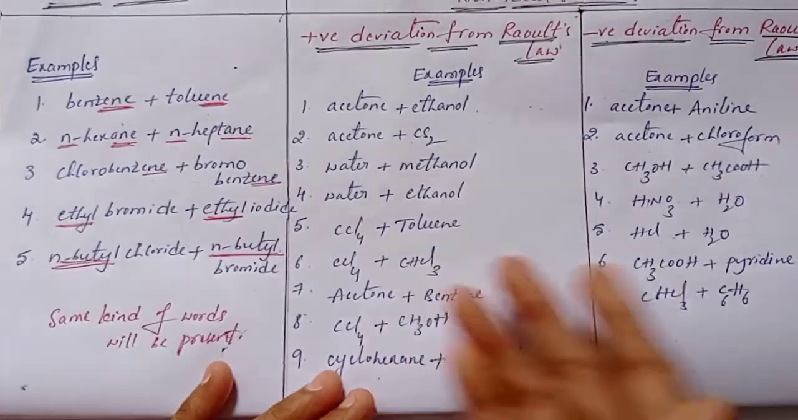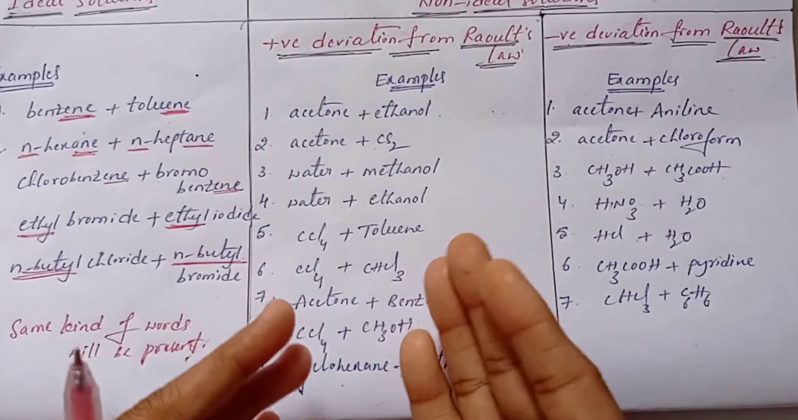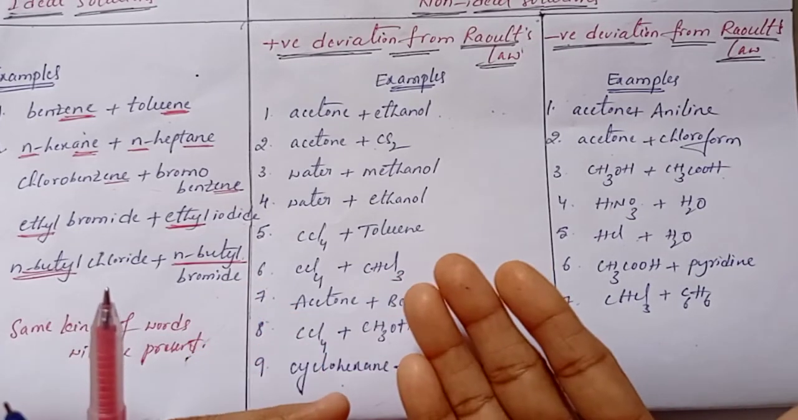Now coming to the positive deviation from Raoult's law, in these examples, which solutions mainly show the positive deviation from Raoult's law?